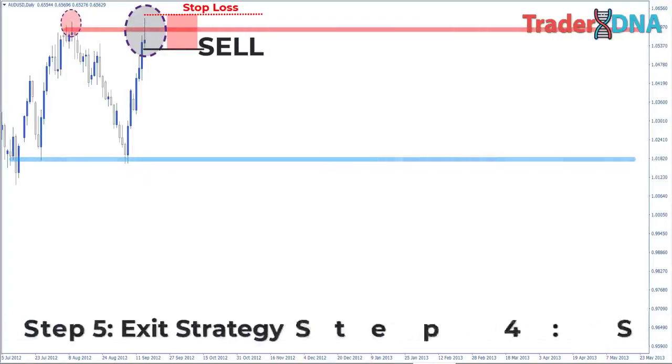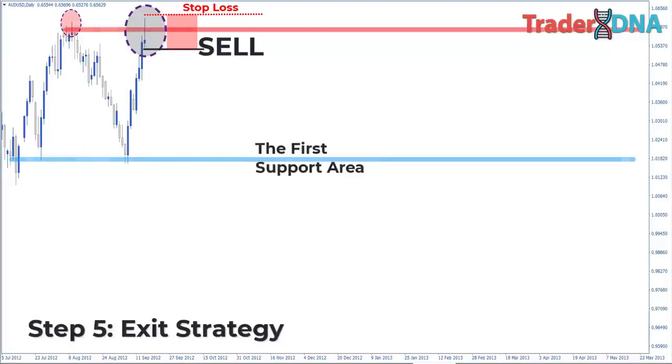Step 5. Exit strategy. Your exit strategy is when you reach the first support or resistance level on your chart. As you can see, the price reaches a certain point and then halts. Once we notice the price action stalling, we immediately exit the trade.